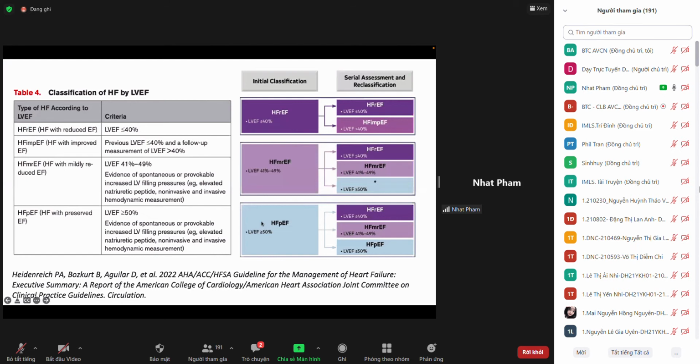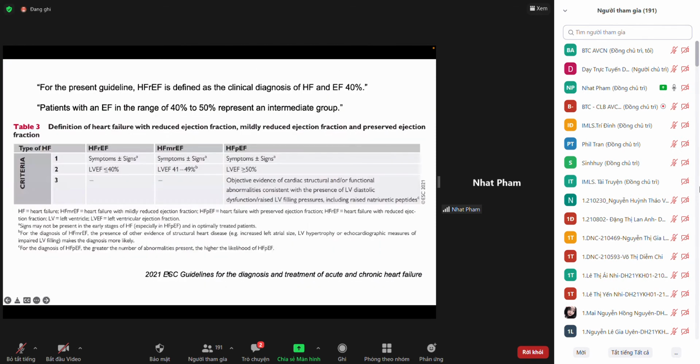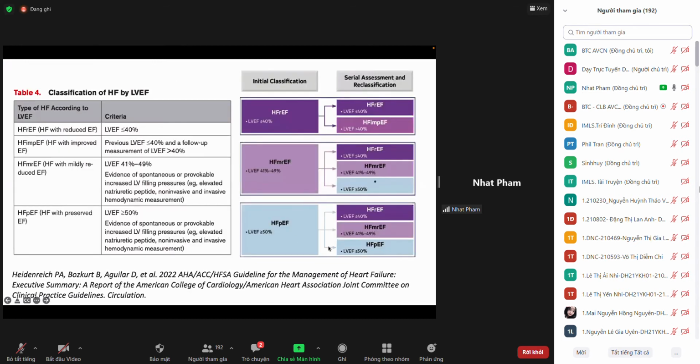So this one is from the 2021 European Society of Cardiology, and this one is from the ACC, the American College of Cardiology. This one is from this year, just released a few days ago, and it talks about the same thing. It also has reduced ejection fraction, with ejection fraction less than 40%, or preserved ejection fraction when they have more than 50%.